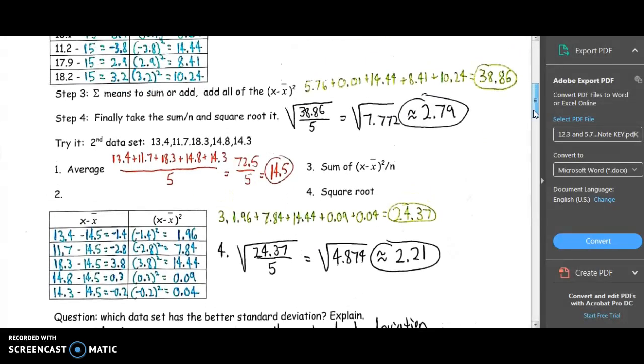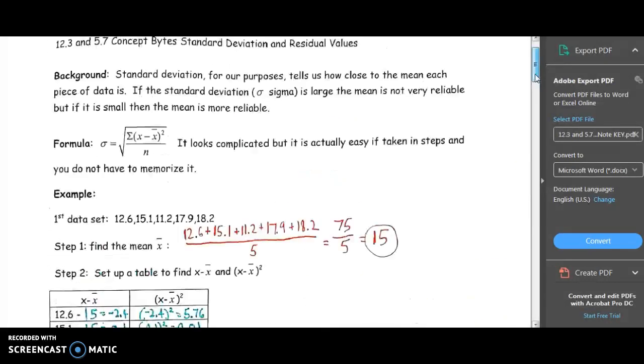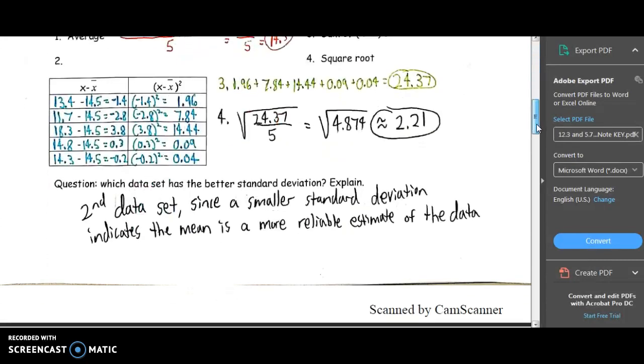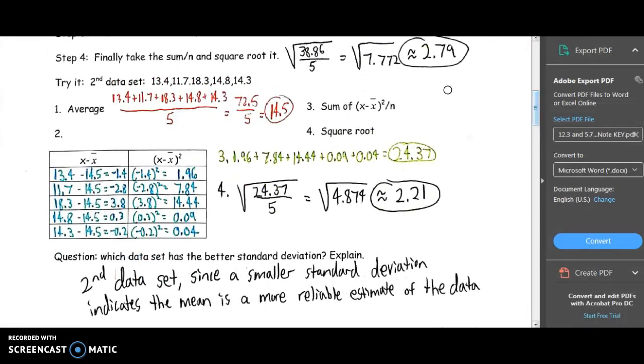And again, better in this case means, going back up to our description, we're looking for a small standard deviation. If we find a small standard deviation, that means our mean is closer to our actual data numbers. So in this case, looking between those two, the first set had a standard deviation of 2.79 and the second data set had 2.21. So our second data set is the better standard deviation, because a smaller standard deviation means the mean is a more reliable estimate of most of those data members. We see that most of the data is closer to our average than it was in the first set.